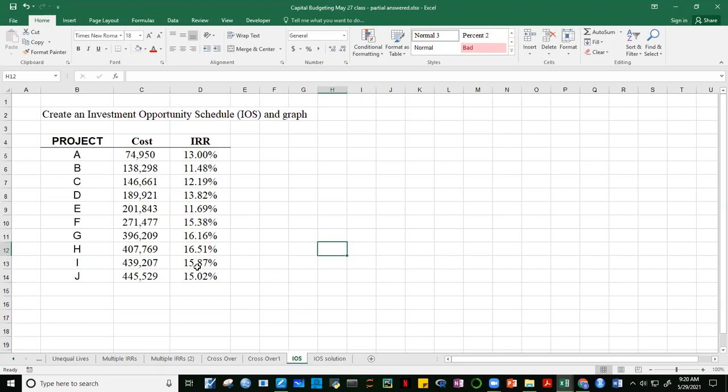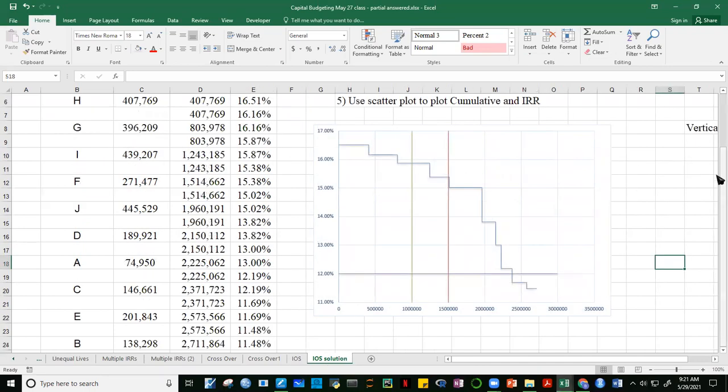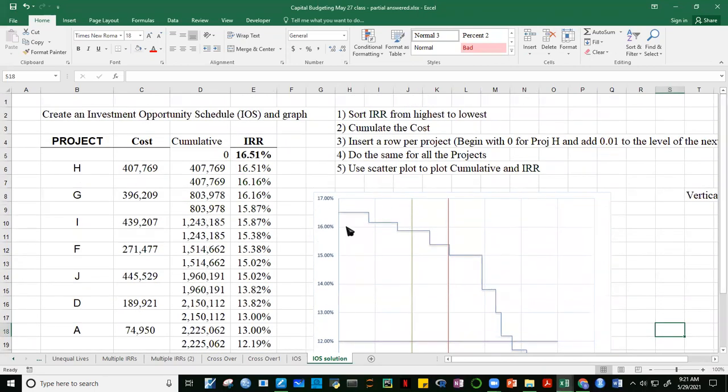And since the projects are mutually exclusive, it means that the projects that have an IRR of greater than 12% may be accepted. The only constraint there is if it already exceeds their budget. So this investment opportunity schedule addresses that. Now I already gave you the solution here, but let me just tell you how to do this, because you won't be able to do it just by looking at the instructions.